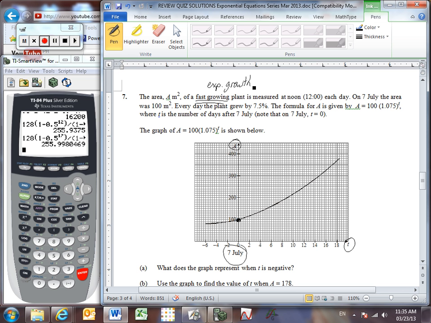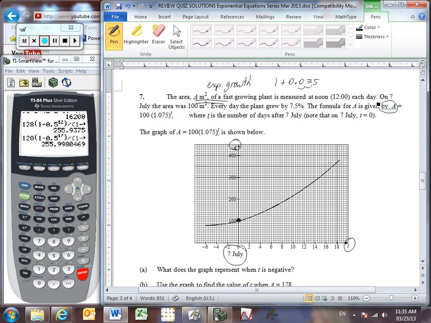Every day the plant grew by 7.5%. We know that that means that we're adding 7.5% if I move the decimal twice to make it a decimal. And, well, there we go. There's the growth factor right there, demonstrating the amount that we're growing by each month. Whoops. No, sorry, each day.